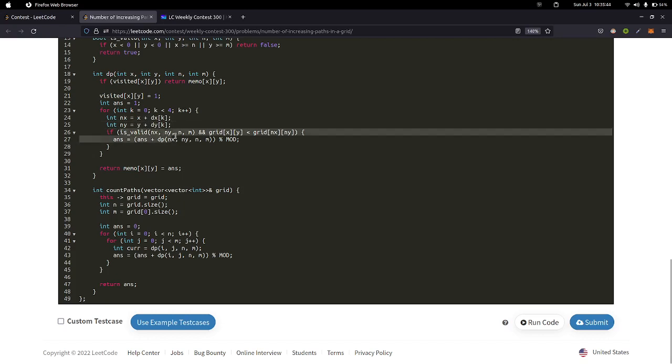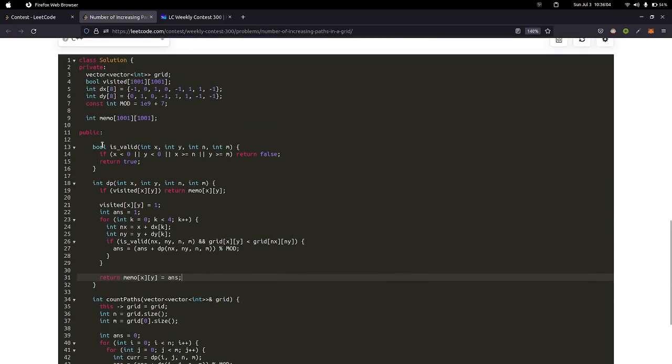If the new cell is inside the grid and has a greater value than the current cell, this is a valid cell, so we can go to that cell and explore the total number of paths over there. Add that to the answer and cache the result before returning. That's it. This is the top-down implementation, and we don't actually need the visited array here.